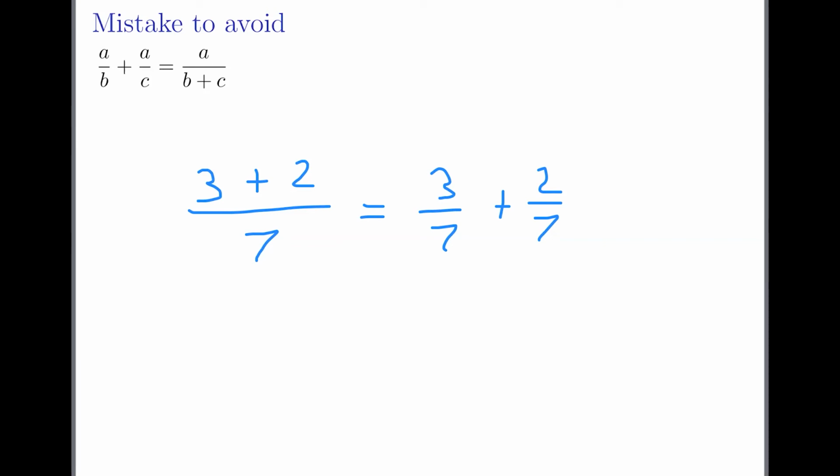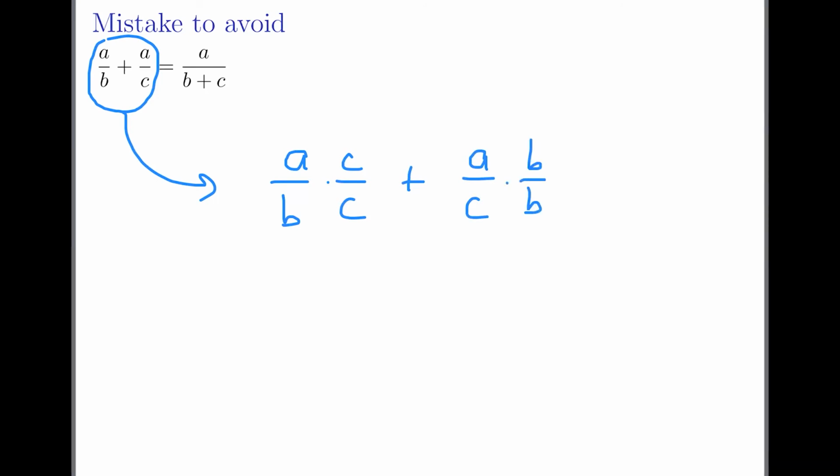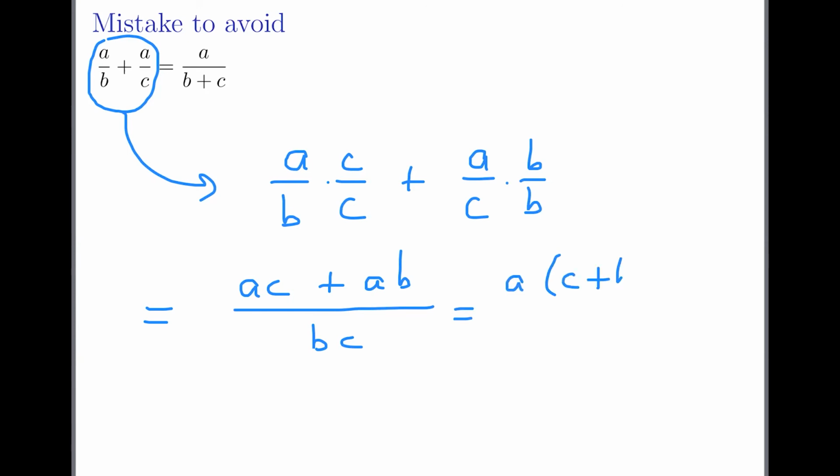So if anything, if you saw this expression right here, what, if anything, could you do to it? Well, you could do A over B times C over C plus A over C times B over B. And so this would then become AC plus AB over BC. And if you wanted, you could factor the A out of the top, so it would be A times C plus B over BC.